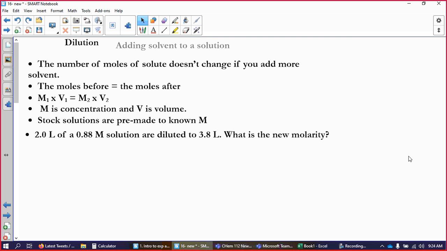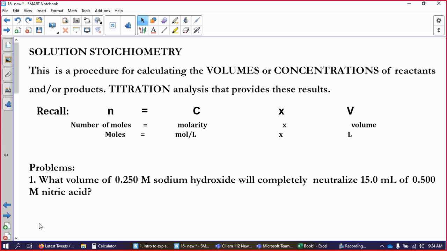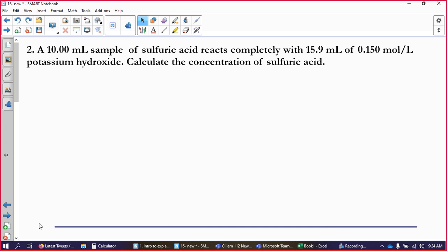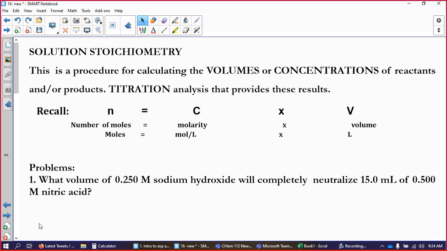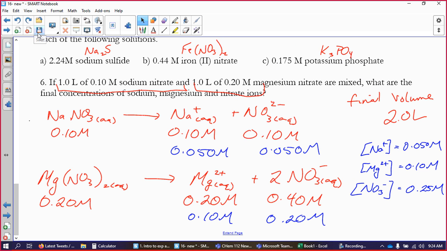On Monday, we'll talk about dilutions, which is a formula: M1V1 equals M2V2, or C1 and a couple of questions. Then we need to do some stoichiometry. And then we'll see where we go from there. But that's today.